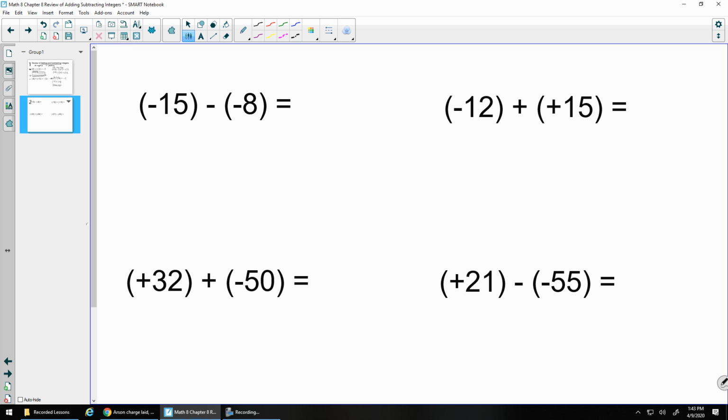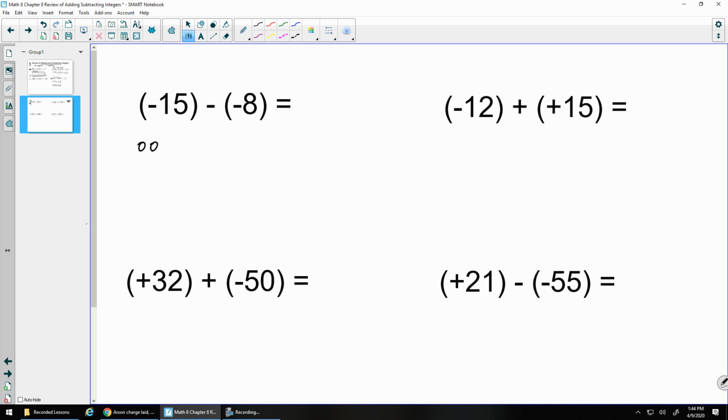Negative 15, I am taking away negative 8. Okay, so this is one case where you may want to change it. That's sort of up to you. I also don't mind when I have this. I just have to think about what my situation is telling me. So I'm saying I have 15 negatives. I am taking away 8 negatives. What am I going to have left?